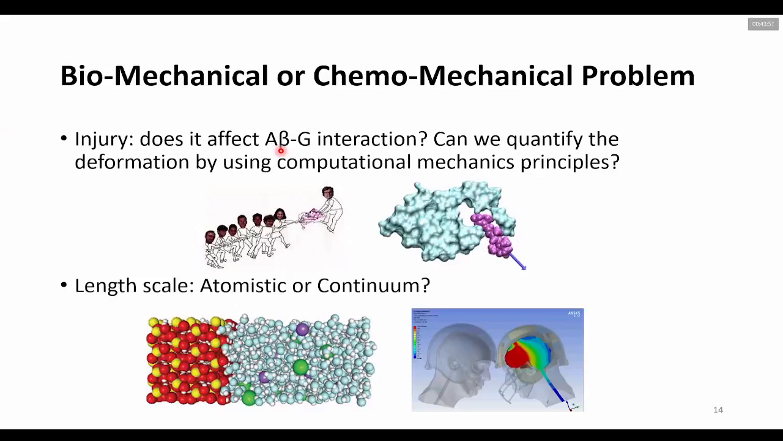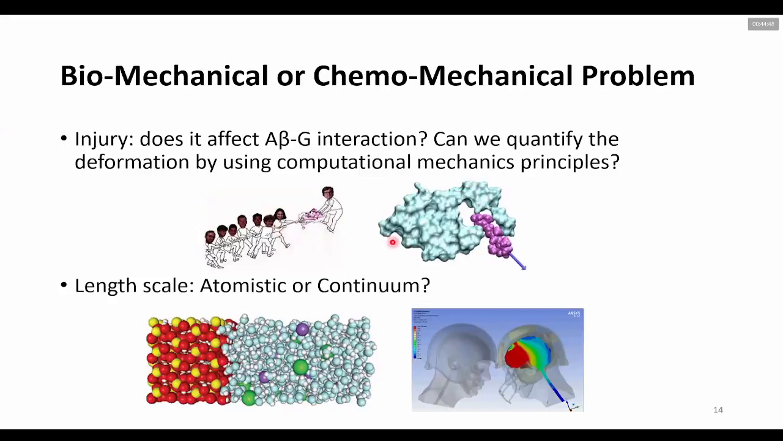We will possibly compare two different amyloid beta glutamate interaction systems. In one system there will be no injury, and in another system there will be injury. For example, we will apply a velocity field to this interaction to see if any kind of mechanical injury at this nanoscale length affects this interaction, and we can relate it to our observation. Like, does the amyloid beta glutamate interaction stabilize the system, and does the injury make it better, or does it worsen it? So that's how we can quantify the deformation by using computational mechanics principles.